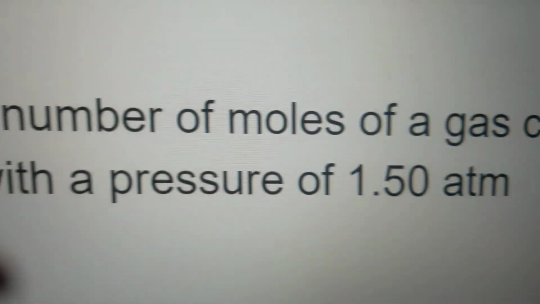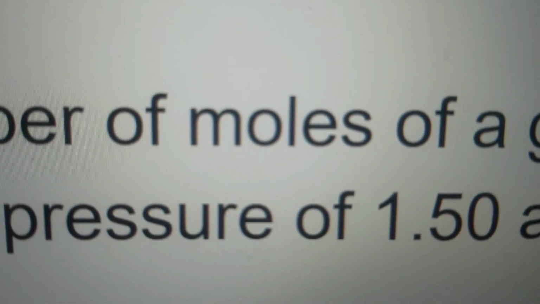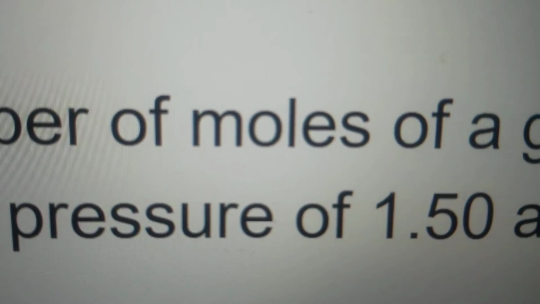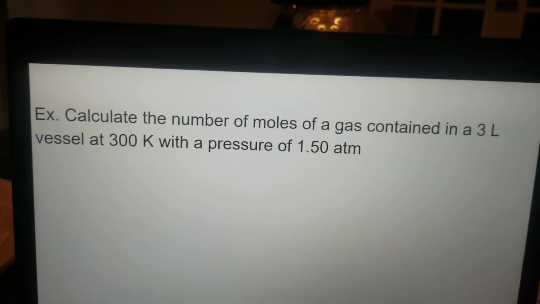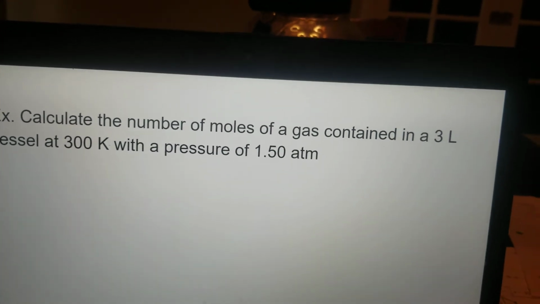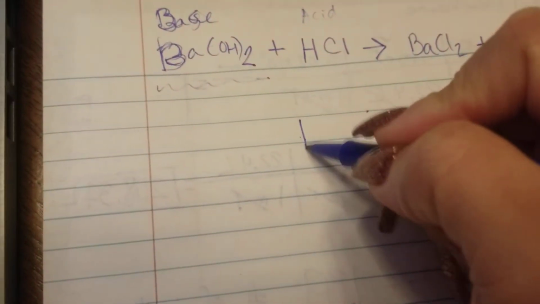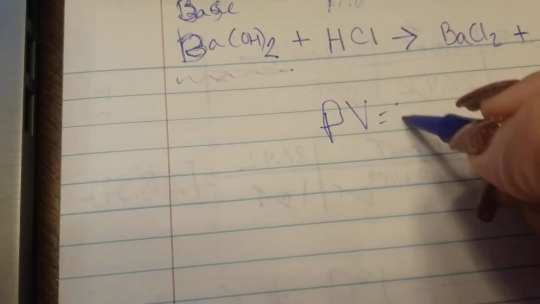So what are they asking for? What are the number of moles? What's the letter we're using to represent number of moles? N. Very good. All right, so let's go ahead and work out this problem. So what do I want you to do every time? I want you to write down the formula. PV equals N times R times T.